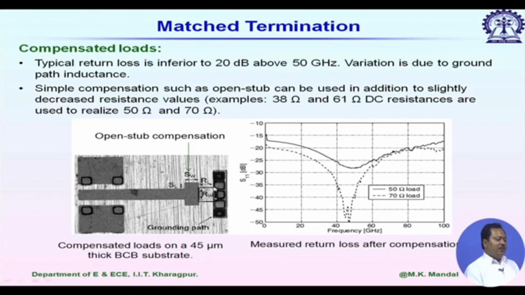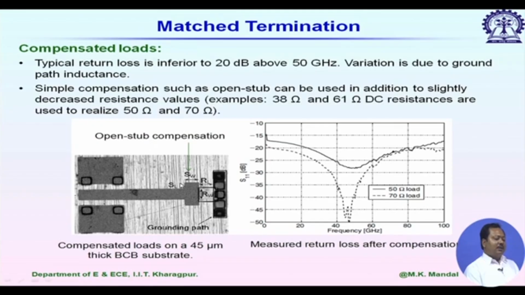Now, if I simply take the RL and RW so that its equivalent DC resistance is 50 ohm, then if we measure the input impedance, it becomes different because of the inductive vias. So, for example, typical return loss is inferior to 20 dB above 50 gigahertz, and this variation is due to ground path inductance due to the via. So, what is the compensation technique then? For this shunt inductance, we can use shunt capacitance to compensate or nullify the effect.